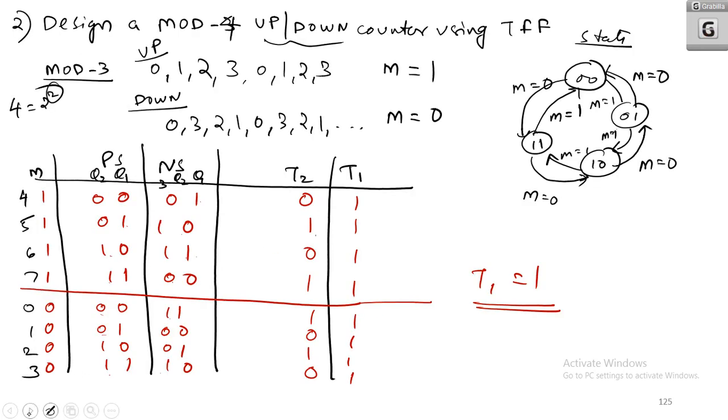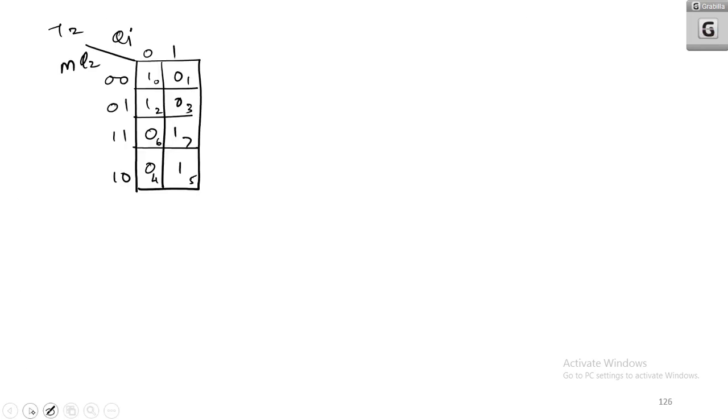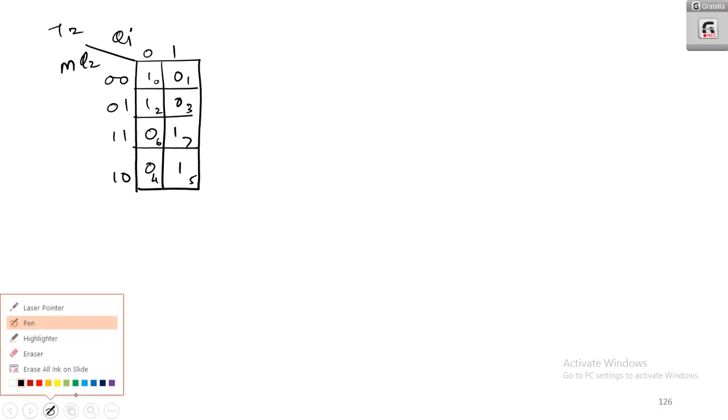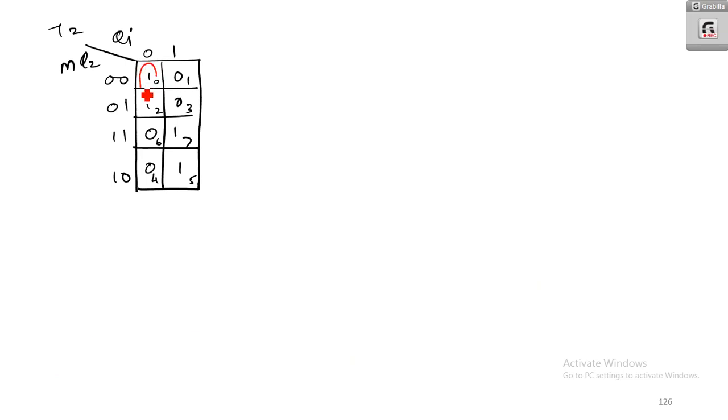Now how do you derive the expression for this T2? You can club these two. What is common? M bar and Q1 bar. So you will get M bar Q1 bar. Then we can club these two. So what is the expression for that?